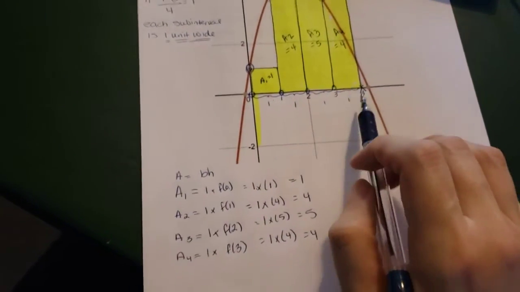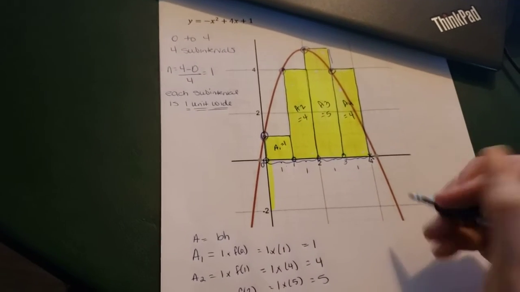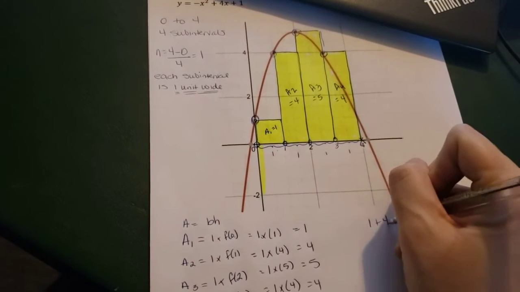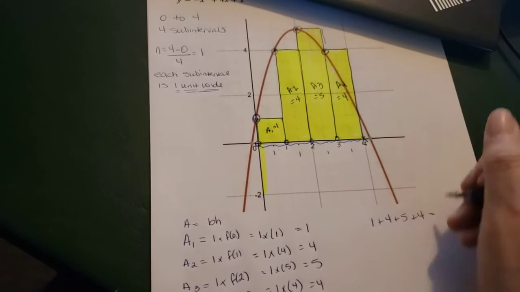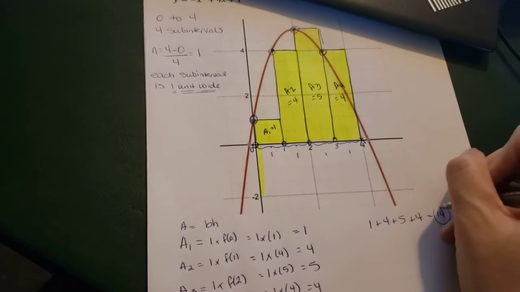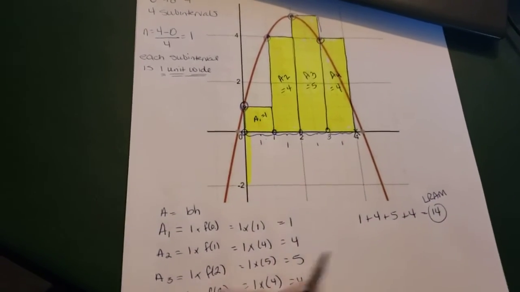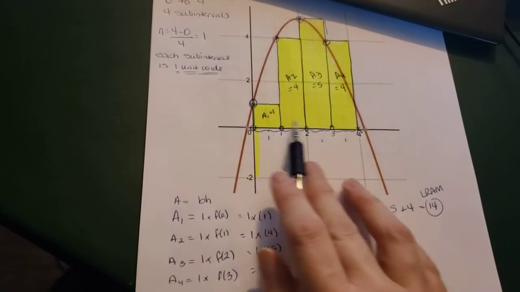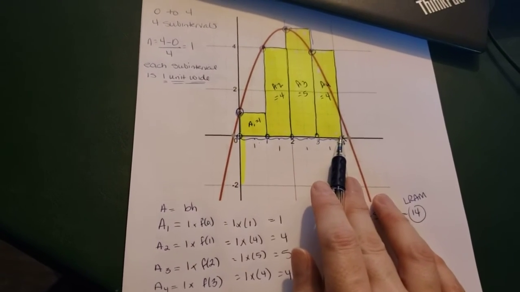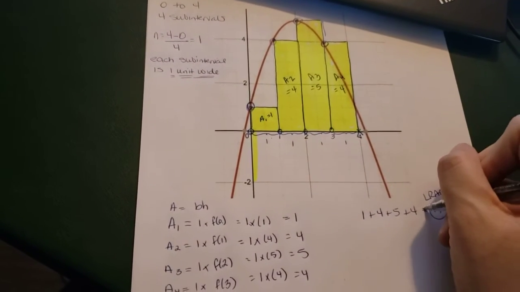Okay, so now if we wanted to find the entire approximate area, we would just add them up: 1 plus 4 plus 5 plus 4. So this would be 14. So our left rectangle approximation of the area underneath this curve from 0 to 4 is 14, an approximation.